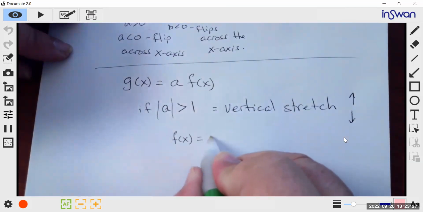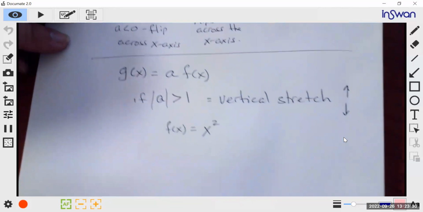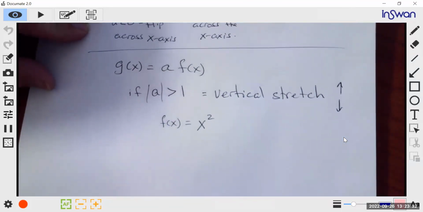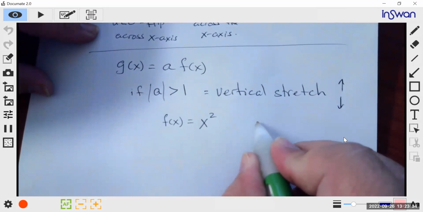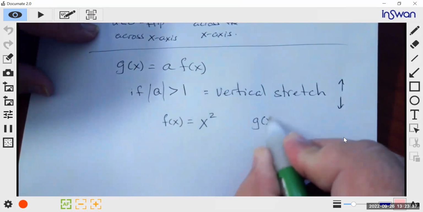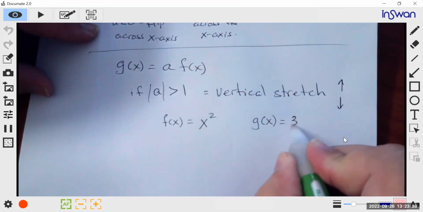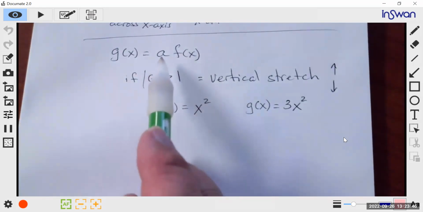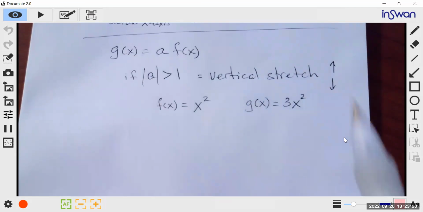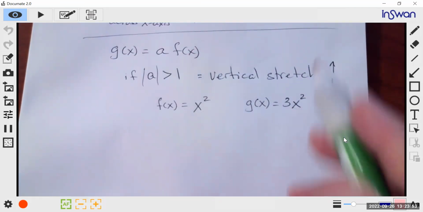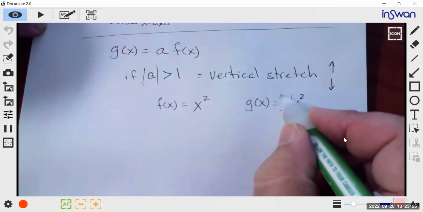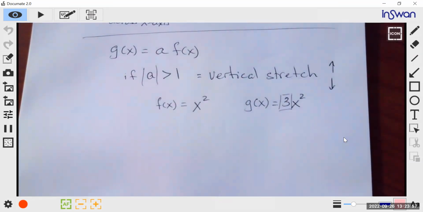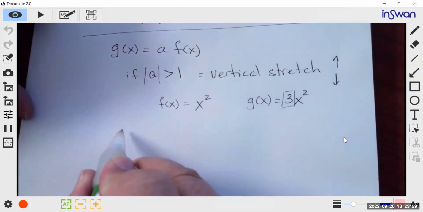x squared, that's easier. Let's compare it to the graph 3x squared. Remember, A is the coefficient of the function. The function is x squared. So our A is 3. It's greater than 0. Let's see what happens.